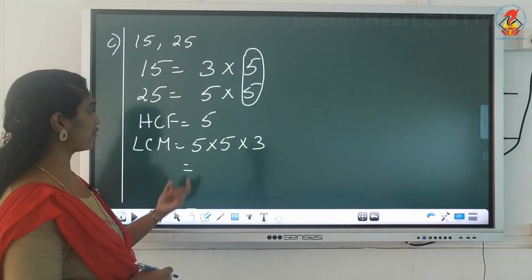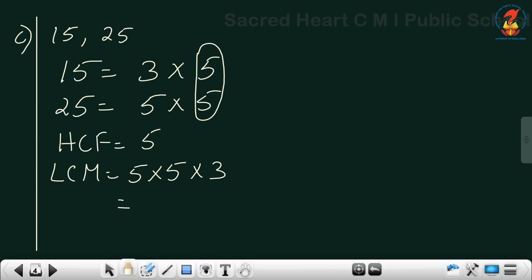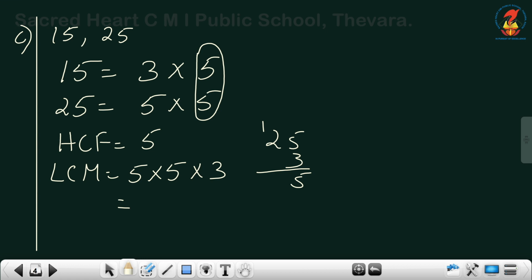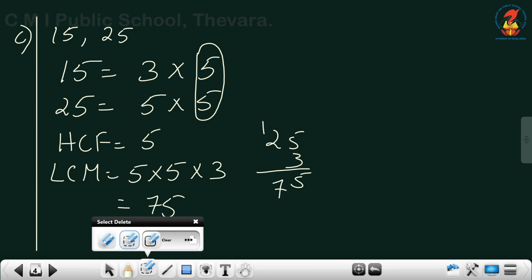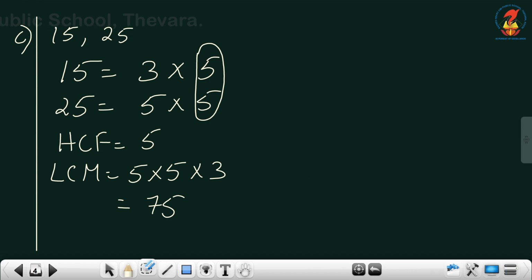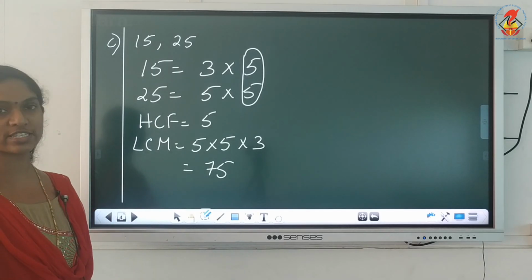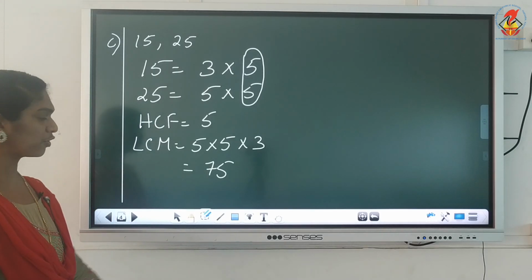Okay? Now multiply. 5 into 5 is 25. 25 into 3 is? What is 25 into 3, children? You get 75. 5 3s are 15, carry 1. 6, you get 75. Understood? How to find out HCF and LCM? Shall we go to the next one?